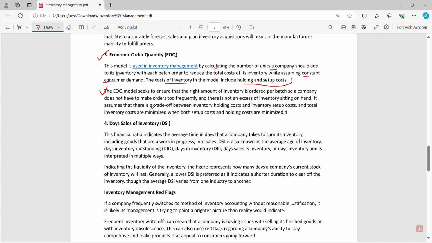The EOQ, economic order quantity, model seeks to ensure that the right amount of inventory is ordered per batch, so a company doesn't have to make orders too frequently and there is not an excess of inventory sitting on hand. It assumes that there is a trade-off between inventory holding cost and inventory setup cost, and total inventory costs are minimized when both setup costs and holding costs are minimized.